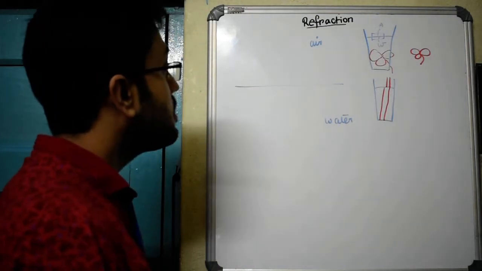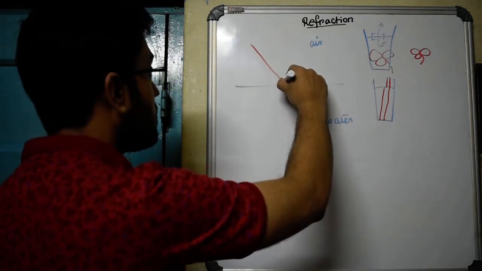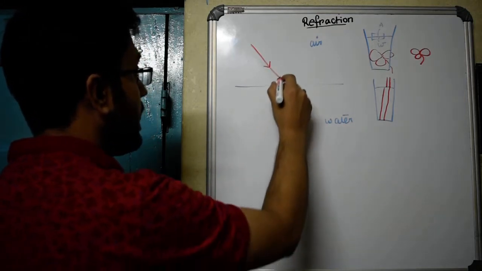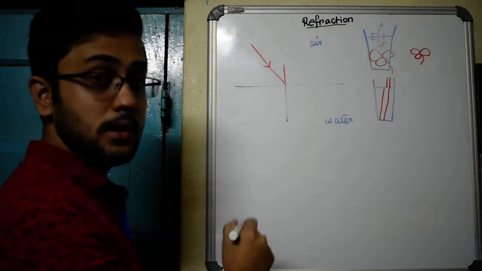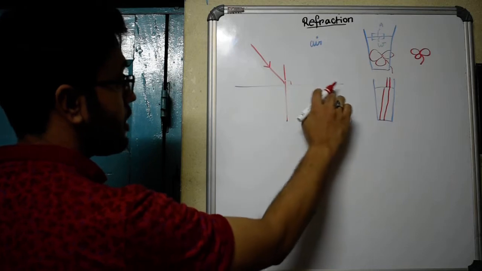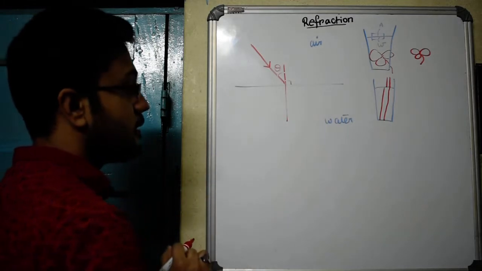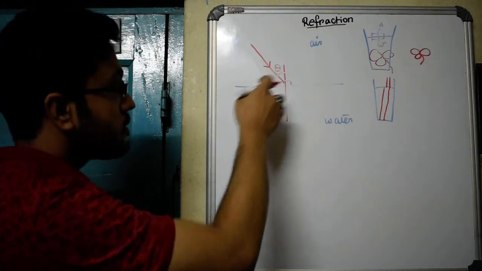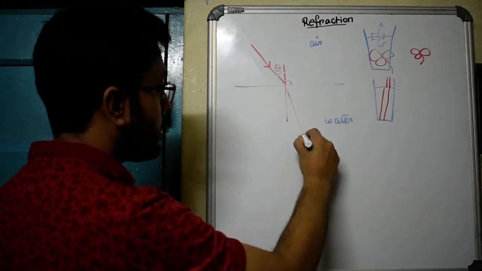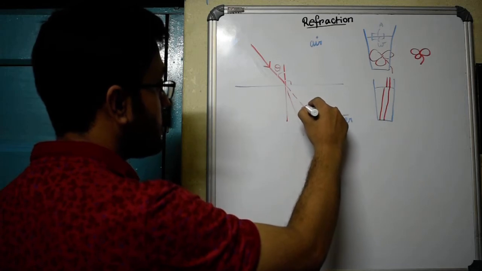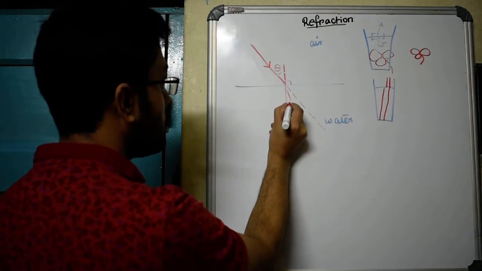So I have air and water, and if any ray of light is traveling from air towards water like this, I will draw an imaginary perpendicular here. This imaginary perpendicular is perpendicular to the boundary that I have drawn, and say this angle is theta. The angle that this ray makes with the normal is theta. Then when it is traveling from air to water, it will bend from its path. It should have actually traveled along this straight line, but it will bend from its path, and the new angle is say phi.